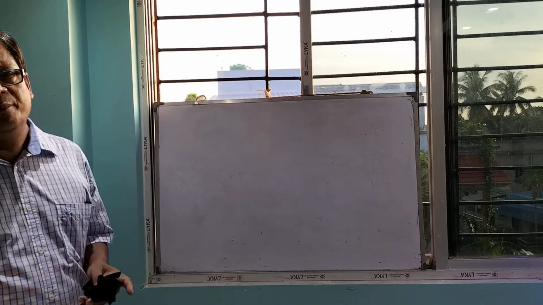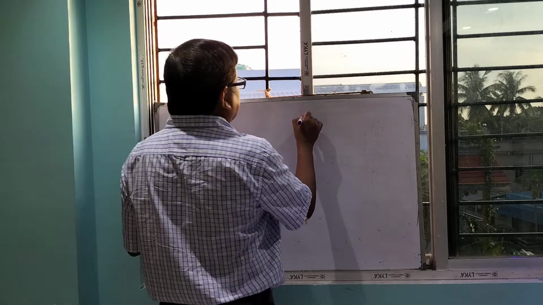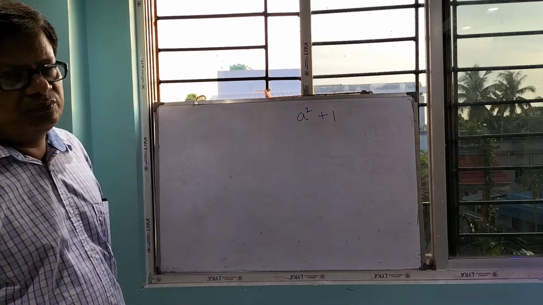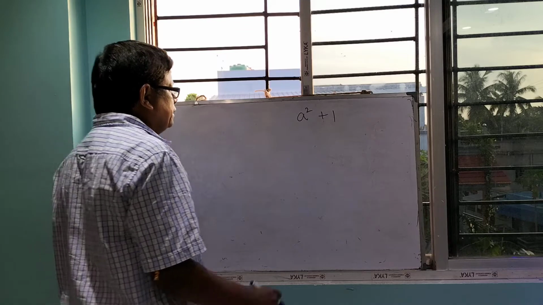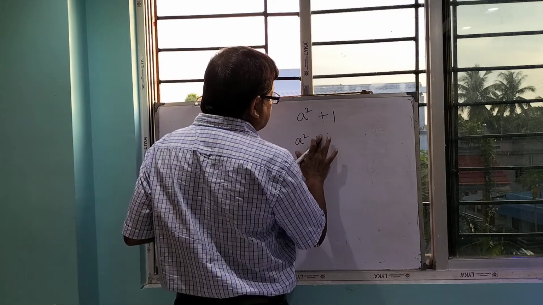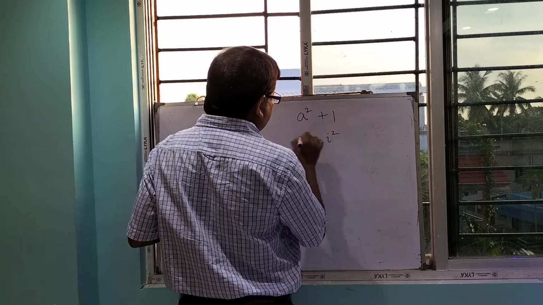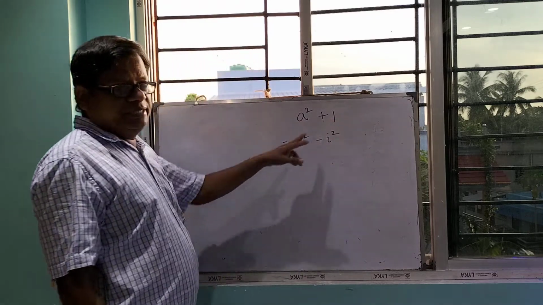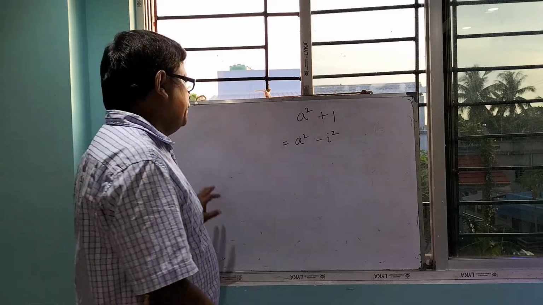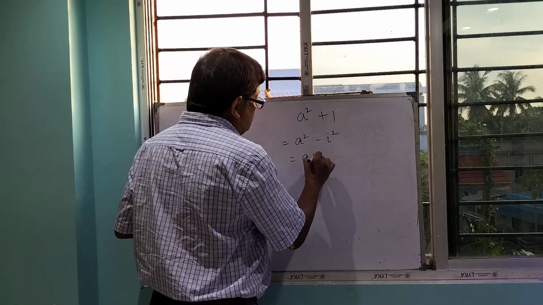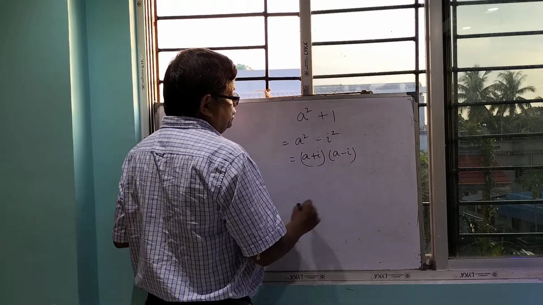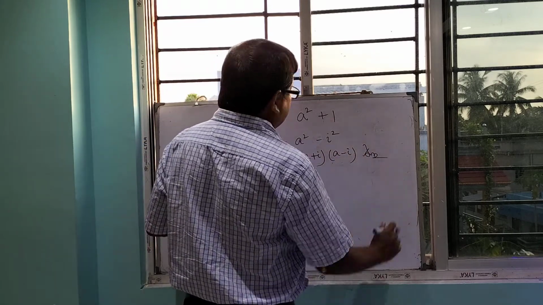Suppose I am doing factorization. See, suppose a square plus 1, factorize. What is the value? So you can write here a square plus i square minus i square. I square value is minus 1, so minus i square will be plus 1. Now write, so a plus i into a minus i. So this is the answer.